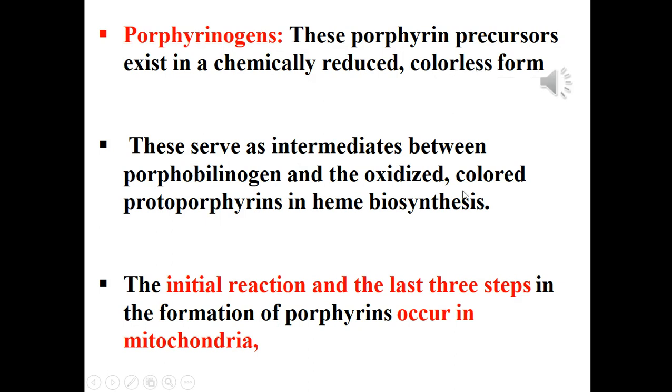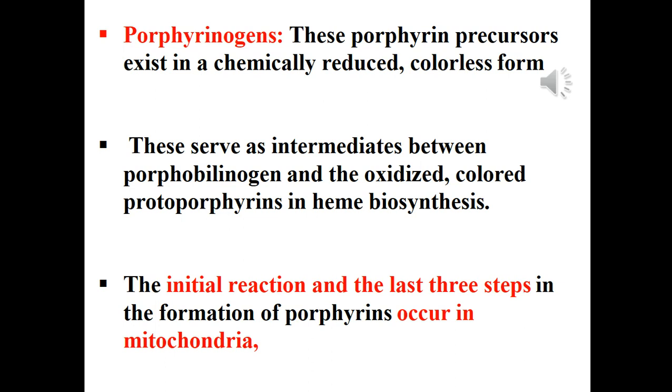Porphyrinogens. These porphyrin precursors exist in a chemically reduced colorless form. These serve as intermediates between porphobilinogen and the oxidized colored protoporphyrins in heme biosynthesis. So the precursors are colorless but gradually they will be converted, and at the beginning we said these are pigments of life.